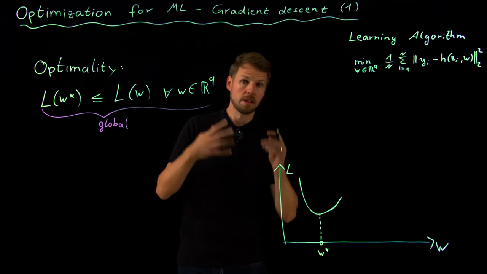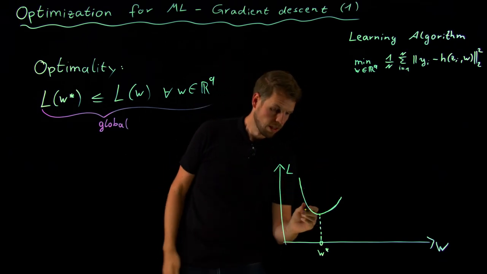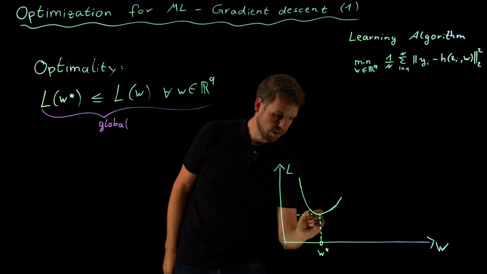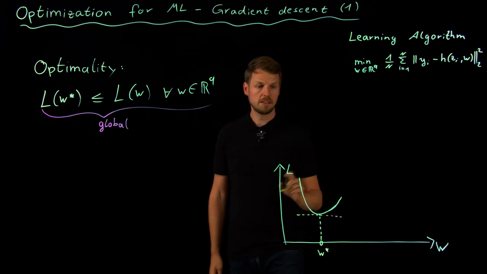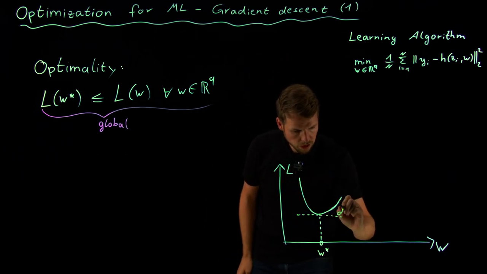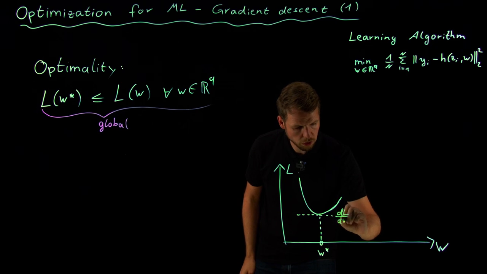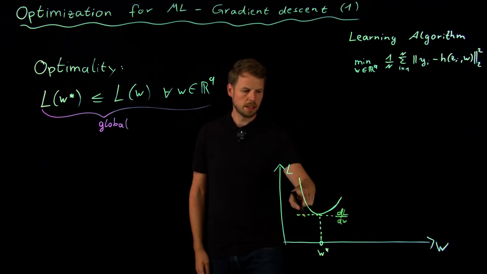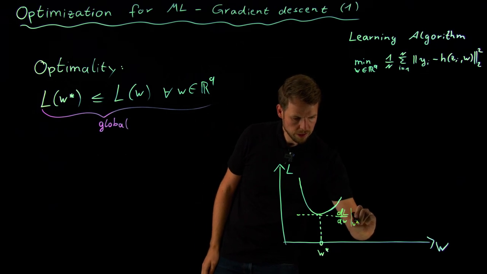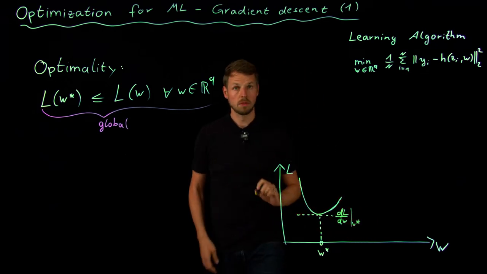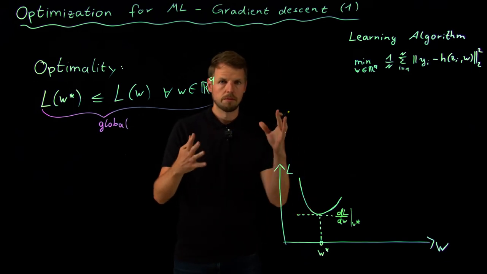And what is important at this point, I guess you've guessed already, is the derivative, right? And we see clearly that this derivative is zero at this point. Okay, so this is the loss function, or the derivative of the loss function with respect to the weight, at the point W star. Okay, so really good. And now let's look at this.